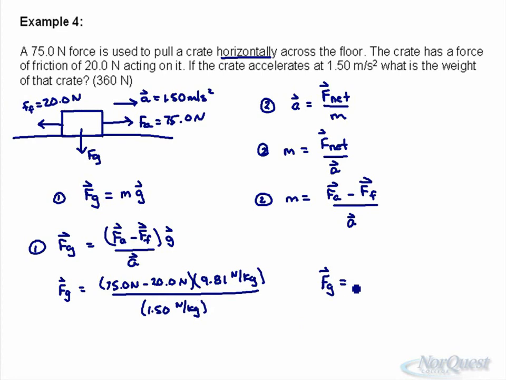So again, the way you punch this in, 75 subtract 20, which gives you basically 55, times 9.81. Divide that answer by 1.5, and you should get 359.7. And if we go to the appropriate significant digits, it should round to 360 newtons.